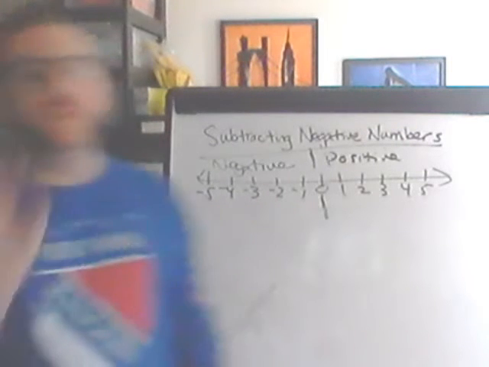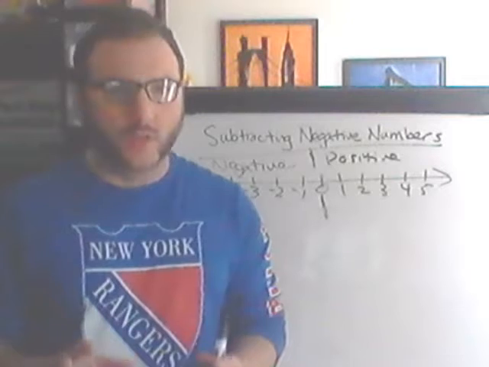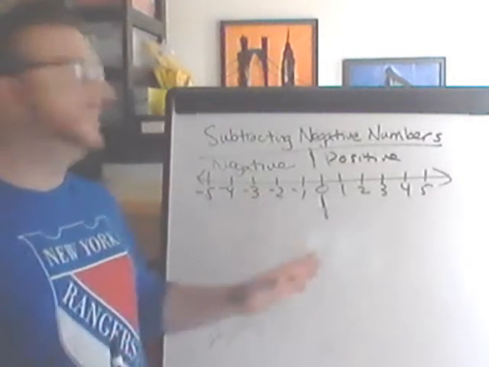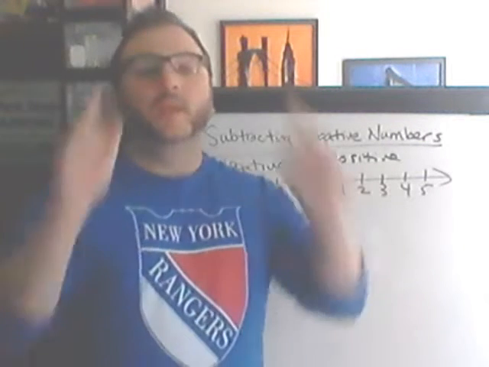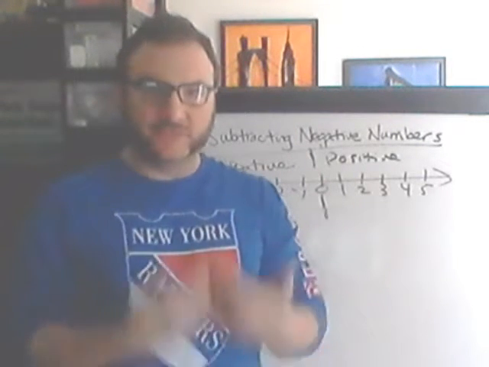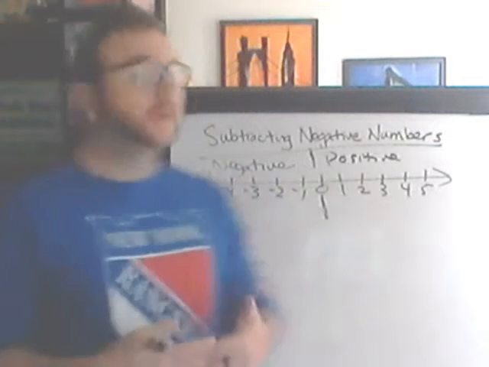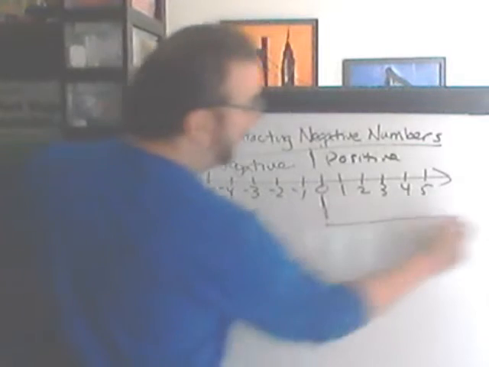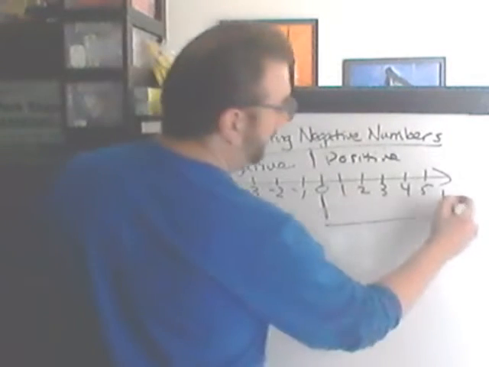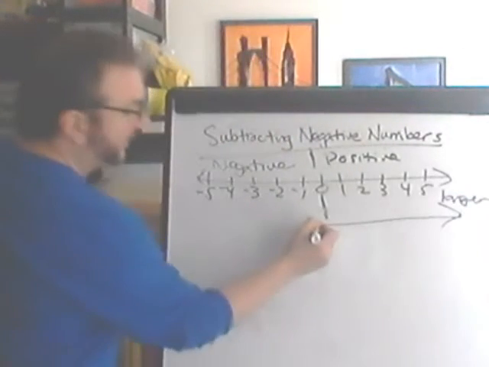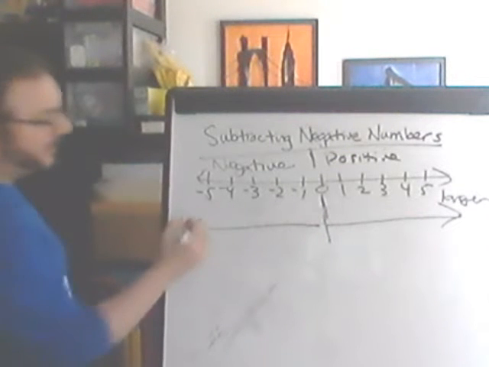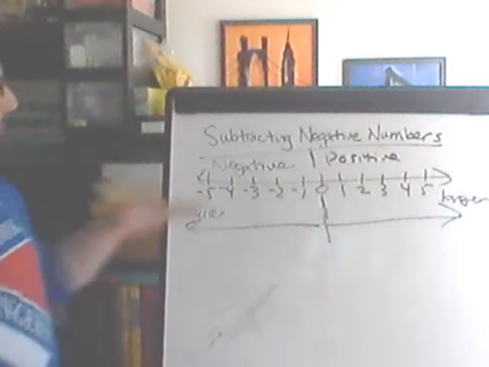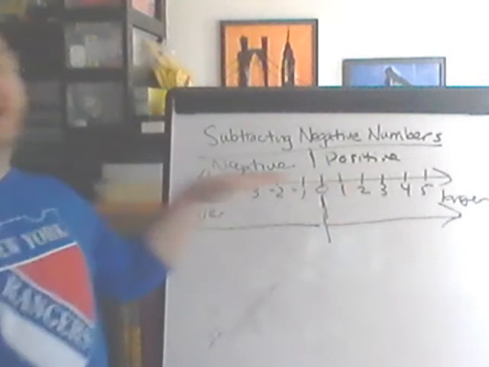Now keep in mind, even though on the negative side the numbers, or the digits themselves, are getting larger, the numbers are still actually getting smaller. Okay? Just like as you go to the right on the positive side, the numbers are getting larger, right? As you go to the left on the negative side, the numbers are getting smaller. Okay? As you move forward, they get larger. As you move backward, they get smaller.